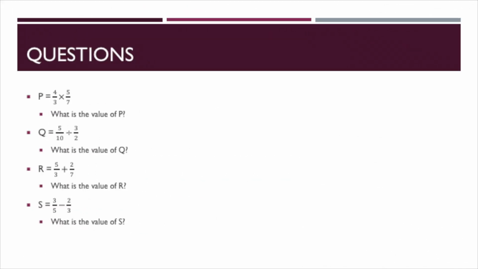So let's do some questions. First one, P equals 4 over 3 times 5 over 7. What is the value of P? Question 2, Q equals 5 over 10 divided by 3 over 2. What's the value of Q? Don't forget the concept of reciprocals. R equals 5 over 3 plus 2 over 7. What's the value of R? Don't forget you need a common denominator and you have to cross multiply. S equals 3 over 5 minus 2 over 3. What's the value of S? Go ahead and hit pause and answer these questions.